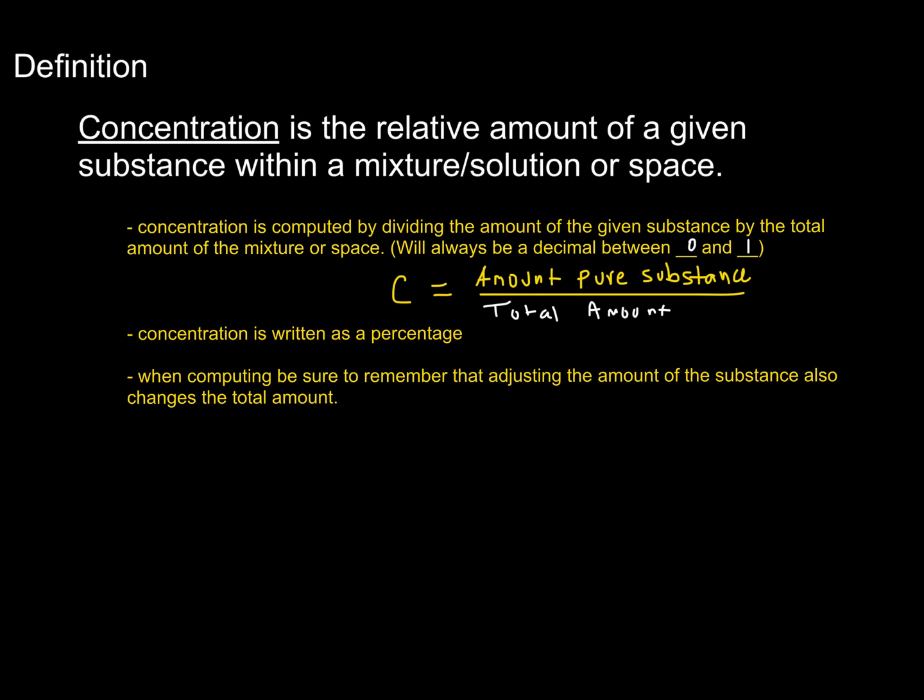And as we saw in the discovery problem, the way that I compute the amount of the pure substance and the total amount can be connected, right? I might be adding something to the mixture, and so I'll be adding a pure amount, and I'll be adding to the total amount when I do that. So that gets me to the last point here, which is when computing, you need to be sure to remember that adjusting the amount of the pure substance also changes the total amount. So I should probably add the word pure here. It will also change the total amount, so I need to be careful of that.